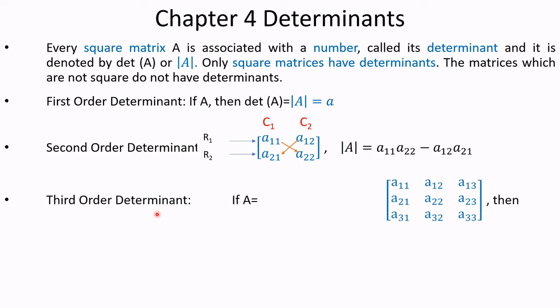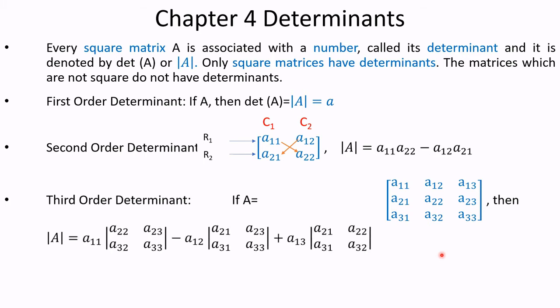Then the third order determinant. The order of the matrix is the order of the determinant. Please see the example. Here there are three rows, A11, A12, A13. This is row 1, this is row 2, and this is row 3. Similarly, we have three columns. Column 1 has A11, A21, and A31. The second letter in the subscript is the column number. So this is column 1, this is column 2, and this is column 3.